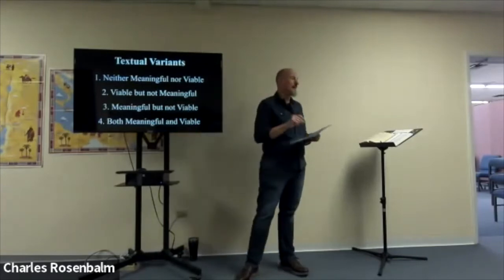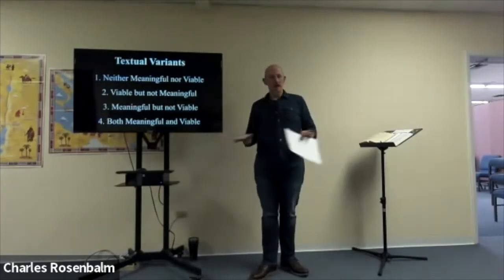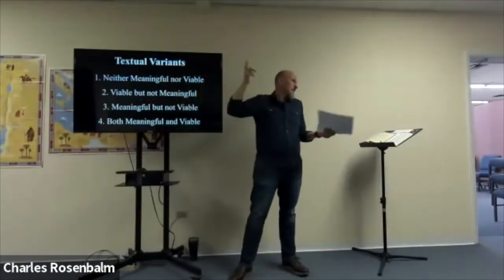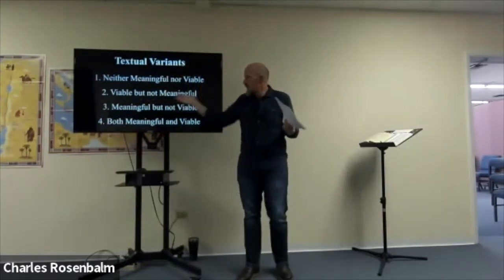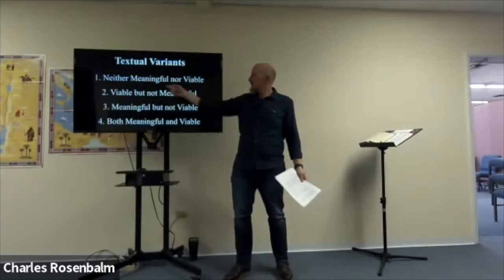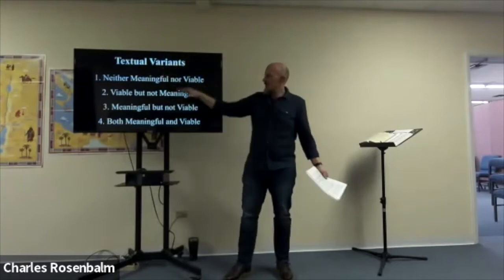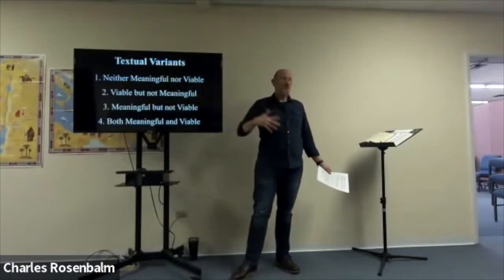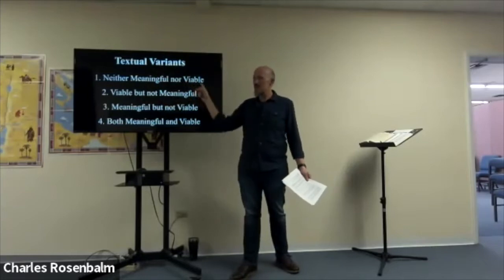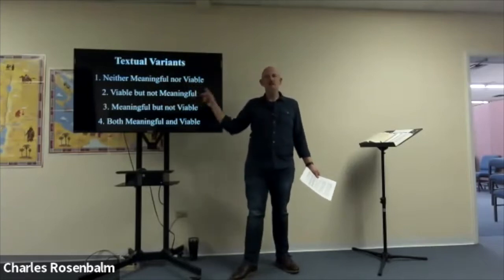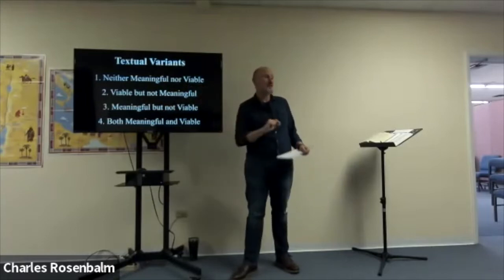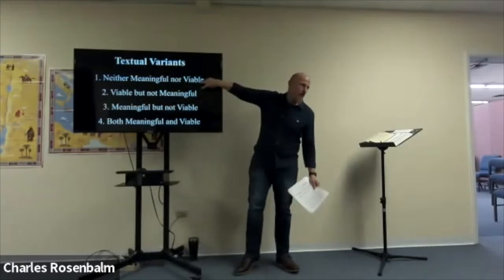And so the movable nu doesn't change anything at all about the meaning of the text, but it could be original. We don't know which one is original. So number one doesn't matter. We don't think it's viable and it doesn't have a meaning, so it doesn't matter. Viable but not meaningful is also not a problem. In fact, these two types of variants account for 75%. So 300 of the 400,000 textual variants are these.